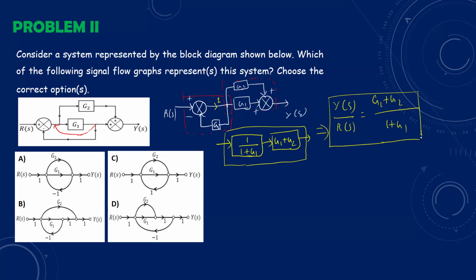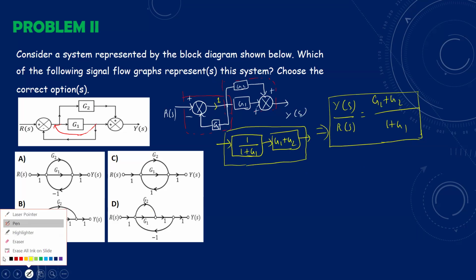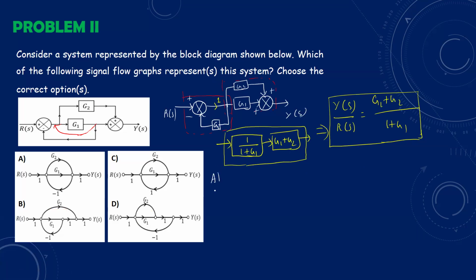We have to cross verify this transfer function with all the signal flow graphs. So first let me check with option A. In option A, first let me find the forward paths. P1 equal to G1 and P2 equal to G2. One is the G1 path and the other one is the G2 path.